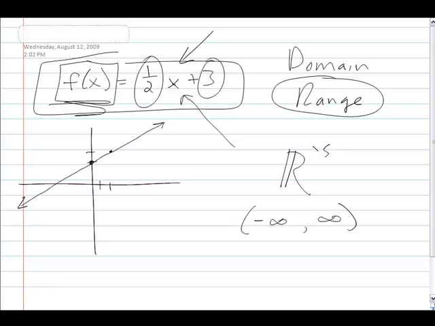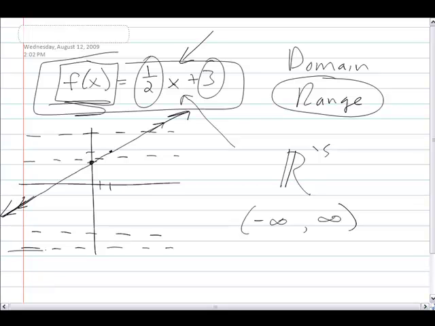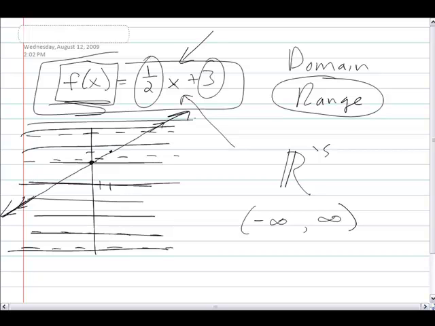Now the range is the set of outputs, or the set of the second components. Looking at the graph is probably the easier way: put any horizontal line anywhere, starting from negative infinity to infinity. Now remember, these lines go out forever. So no matter where you put a horizontal line, from negative infinity all the way to infinity, you're still hitting this original line that we had. So the range is going to be from negative infinity to infinity.